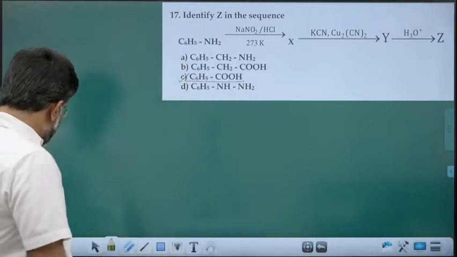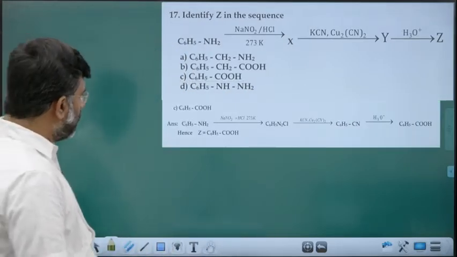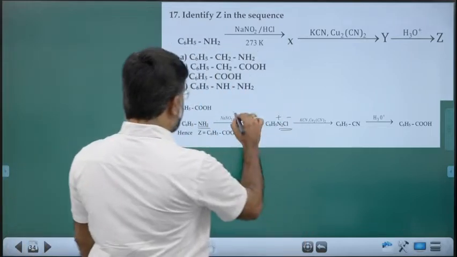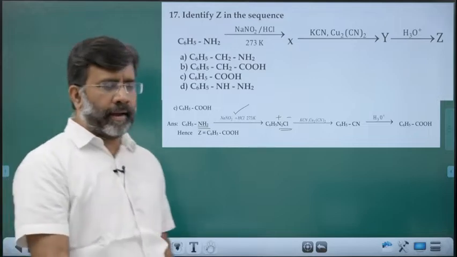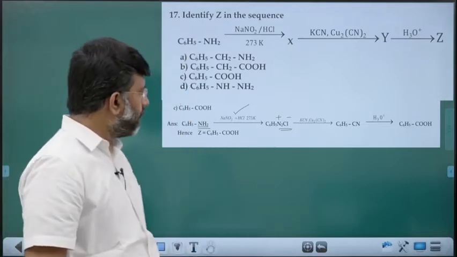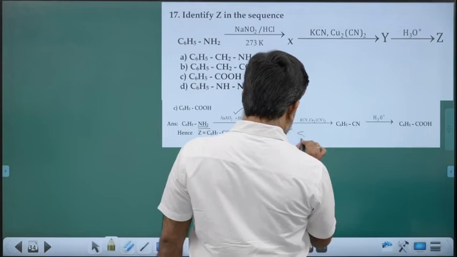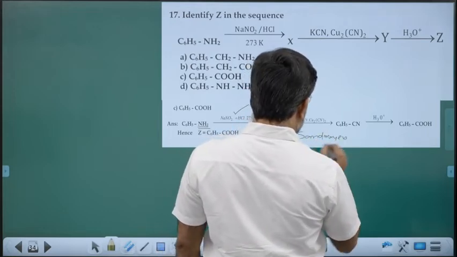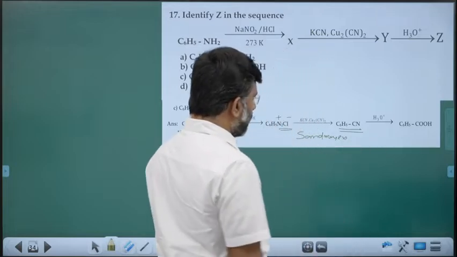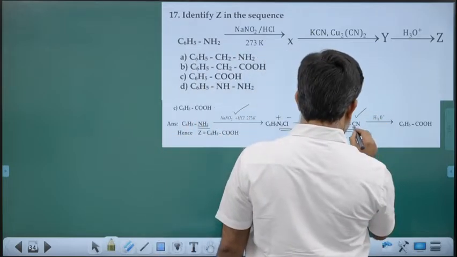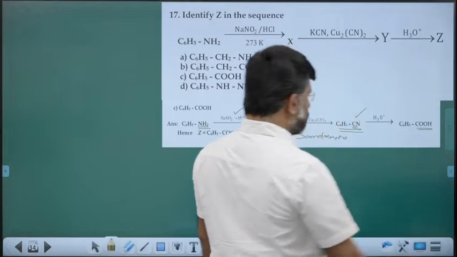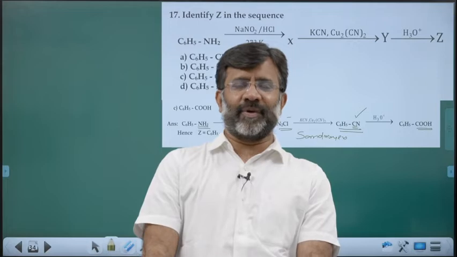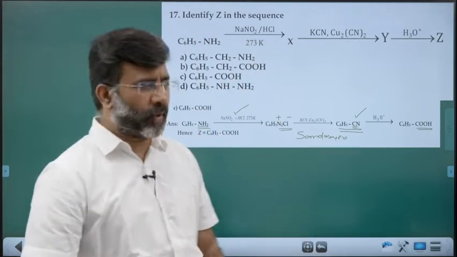You see the reactions involved. What are the reactions involved? This NH2 group is converted to diazonium salt, treating with NaNO2 HCl, diazotization. And now this is Sandmeyer's reaction, and you are getting cyanobenzene. And cyanobenzene, upon hydrolysis, this carbon will be converted to COOH, and you get benzoic acid. That is the sequence. Right? Next one.